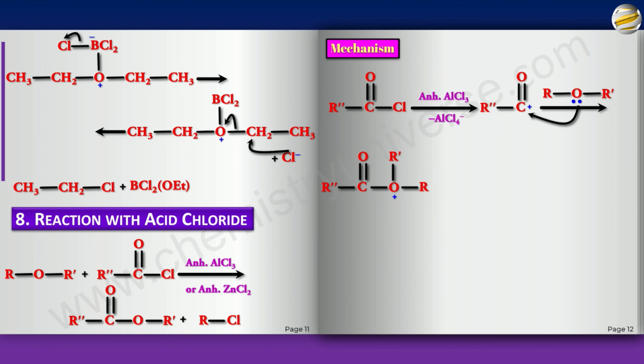Now what happens is, the base AlCl4 minus removes the Cl minus. That will attack one of the R, and this bond will break. So which R will it attack? It follows the same rule. If both show SN1, higher SN1. One SN1, the other SN2, SN1. Both SN2, better SN2. So that will become the halide and the other will form the ester.